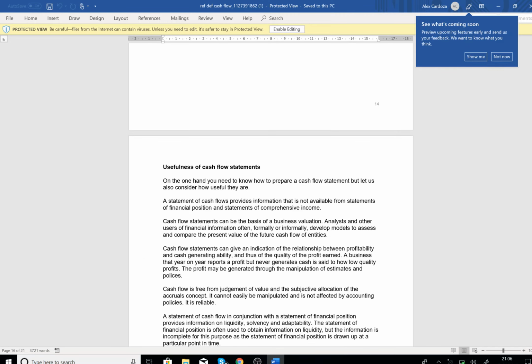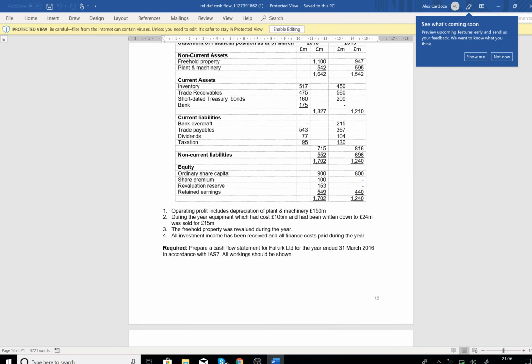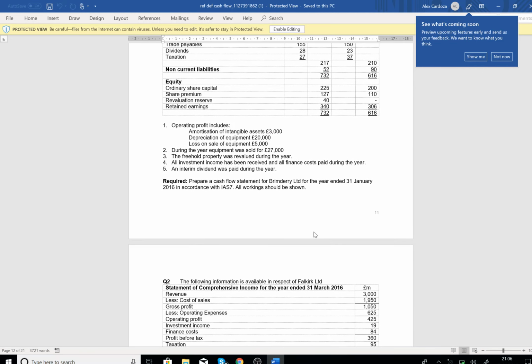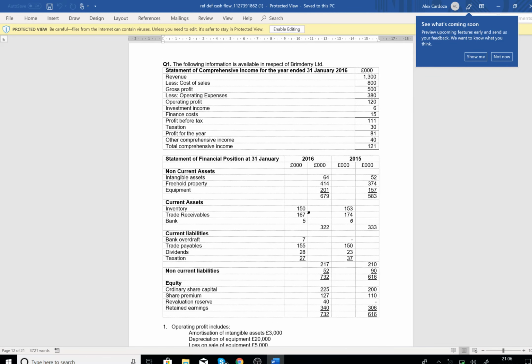So what we can see is you go to the balance sheet and you look between 2016 and 2015. You would have 150 to 153. So you can see there's been a decrease in inventory, meaning an increase in cash, and that's of 3. You have had a decrease in trade receivables, an increase in cash.